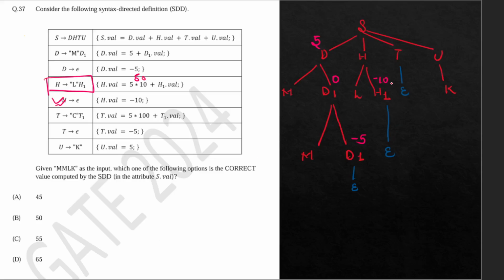So here, what is the operation? Minus 10 is the operation. After that, here minus 10 value will be there. So 50 minus 10 will be 40. So here the h value will be 40.